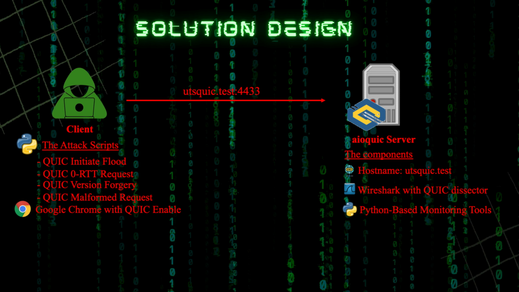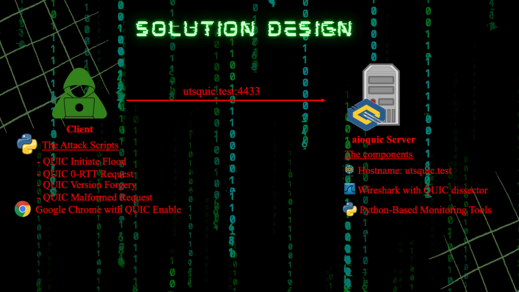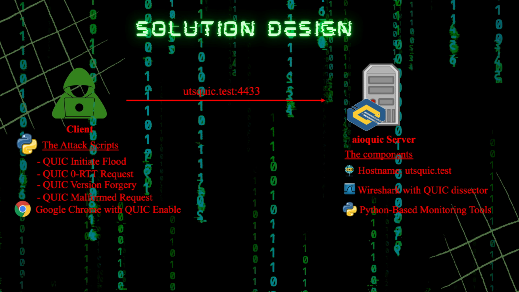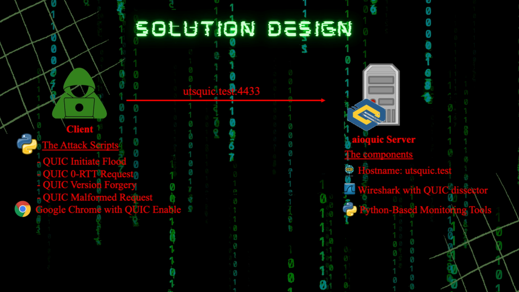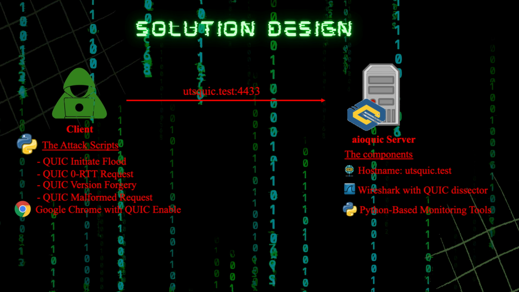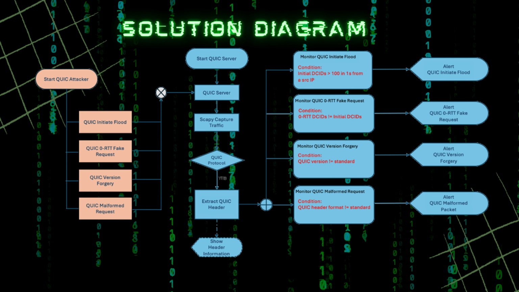Our test environment included two Kali Linux machines, one acting as a QUIC server and another as a simulated attacker or client. The server ran aioquic with a self-signed certificate, and Chrome was configured to support QUIC for browser-based tests. Let us now examine the full solution architecture from both the attack and detection perspective.